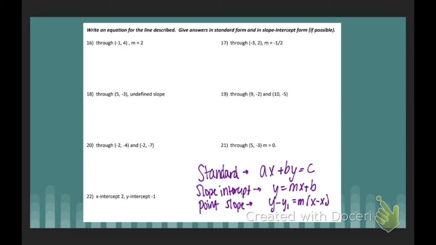And for 22, let's write those as points. An x-intercept of 2 is the same thing as the point 2, 0. A y-intercept of -1 is the same thing as the point 0, -1. So now you've got 2 points to use, just like you did in 19 and 20.